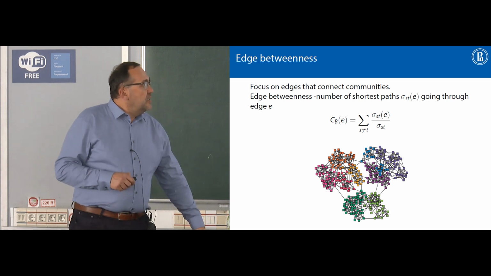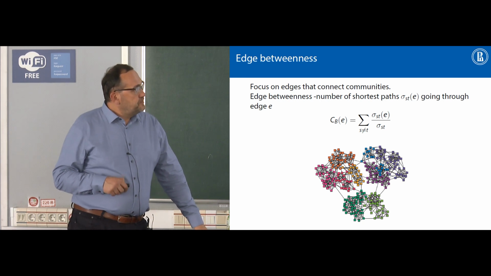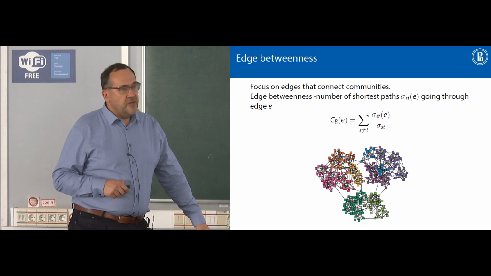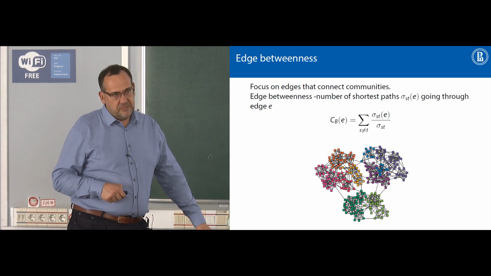And so imagine that you have this graph, and you pick pairs of nodes in this graph, and then you calculate the shortest path through all possible pairs of nodes. Then for every edge, there will be some number of shortest paths that go through that edge, right? And if you look at this picture, which edges do you think will have the most shortest paths going through them?